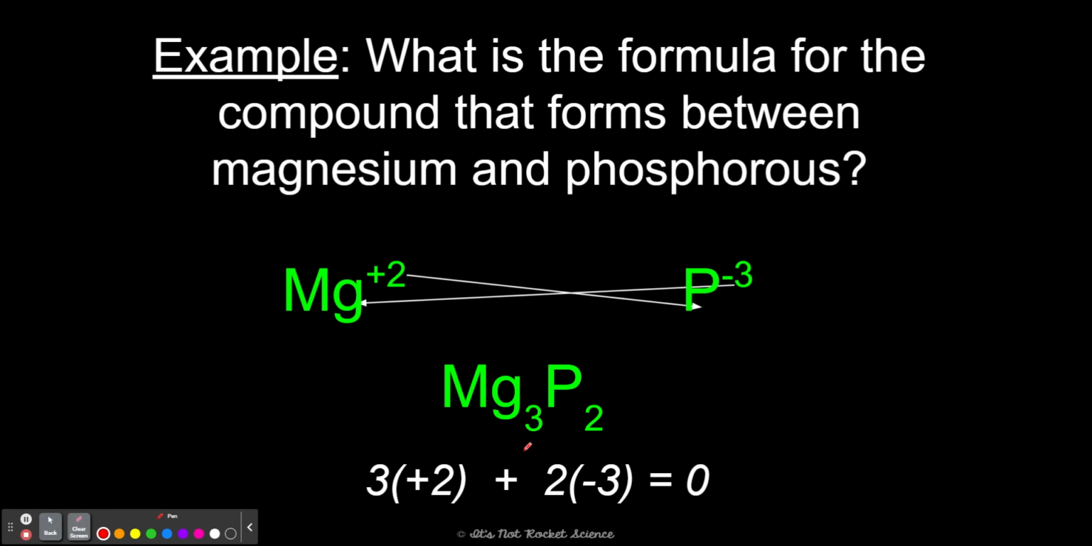Okay, so you can just do that cross multiplication. You might have to do a little reduction afterwards to get it right, but it's a quick and easy way to figure out the chemical compounds they form.